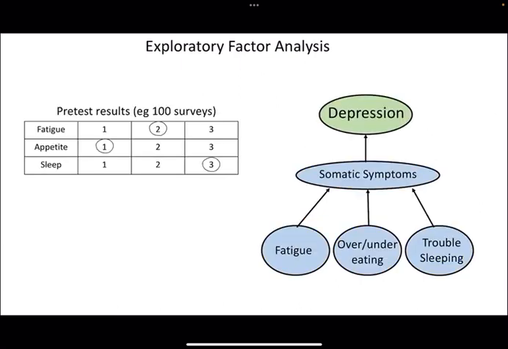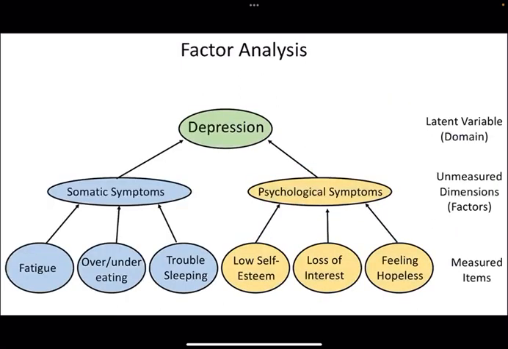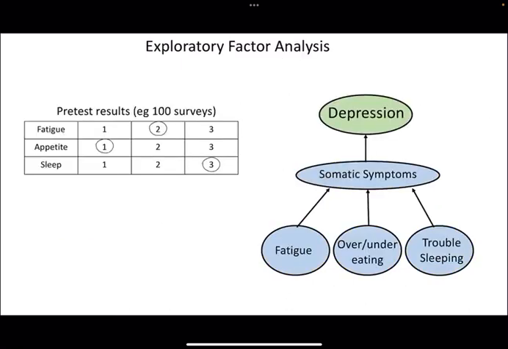In the interest of space and simplicity, I'm just going to use the blue half and ignore the orange half for now. If we have these 3 questions asking about these somatic symptoms, and they're each a score from 1 to 3, and this person put 2 for fatigue, 1 for appetite, and 3 for sleep, we can come up with a raw score where each of these is considered equally. They are all equally contributing to the overall score.